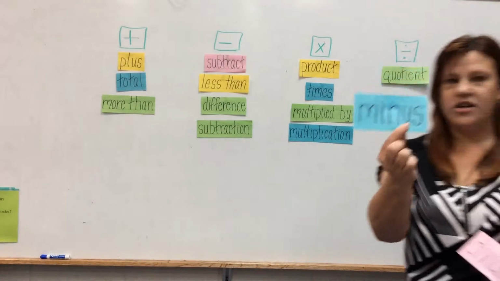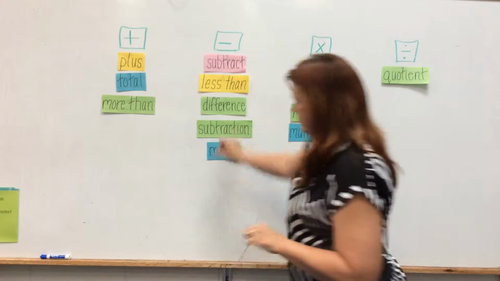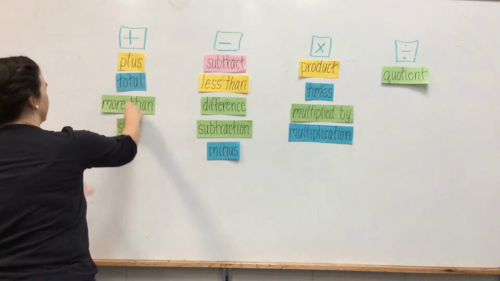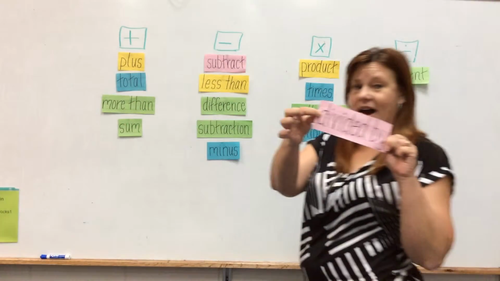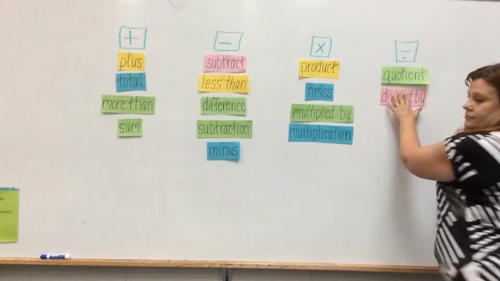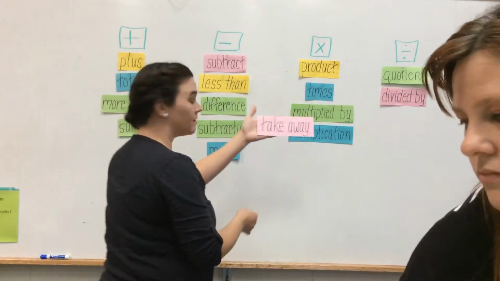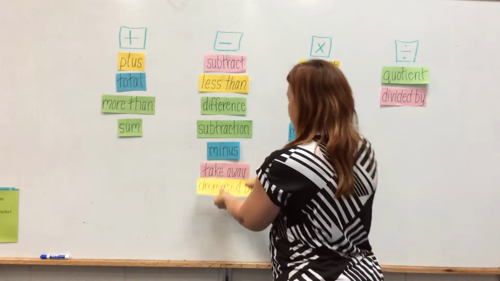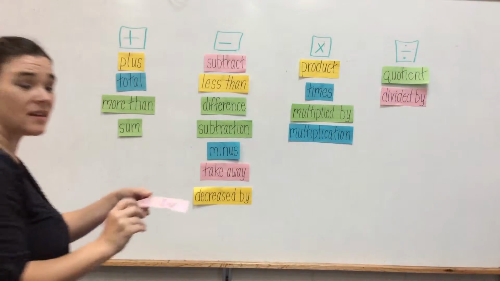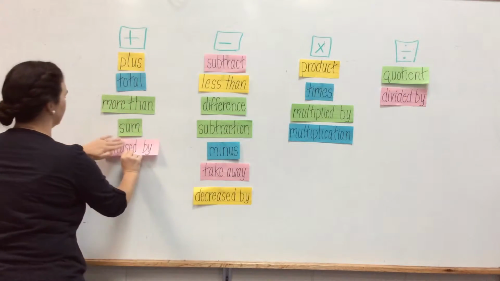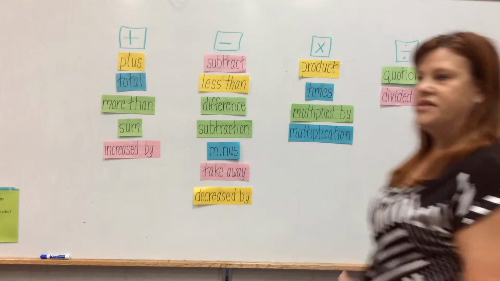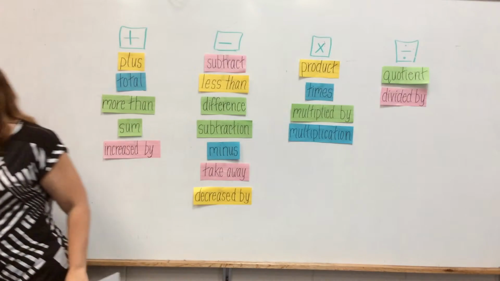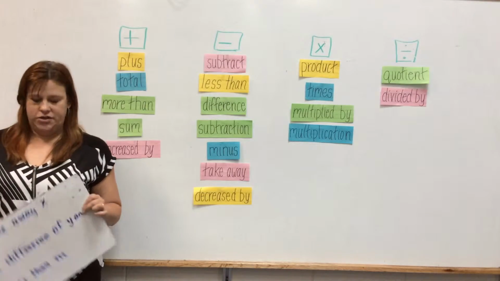All right, if you see the word minus, you are subtracting. If you see the word sum, you're going to add. Divided by, division. Take away, subtract. Decrease by, subtraction. And the opposite, increased by, addition. All right, now we're going to use these words to actually come up with an expression. So we're going to do some examples with addition first.